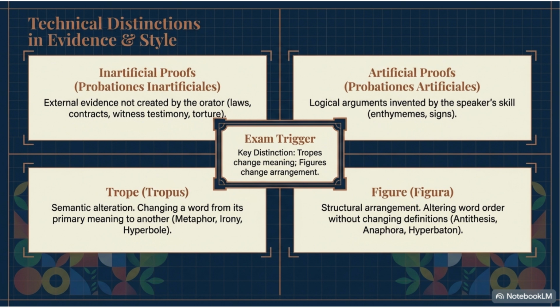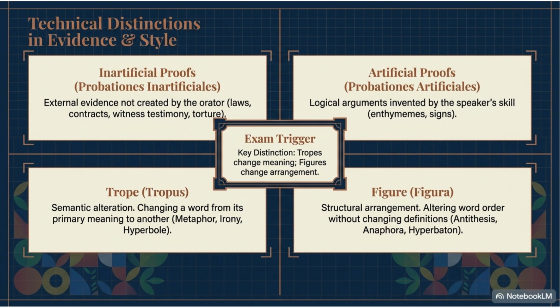This slide teaches us two important distinctions. The first distinction is about evidence, or how an orator proves a case. The second distinction is about style, or how an orator makes language beautiful. These four concepts are frequently asked in competitive examinations. So let us understand them one by one.